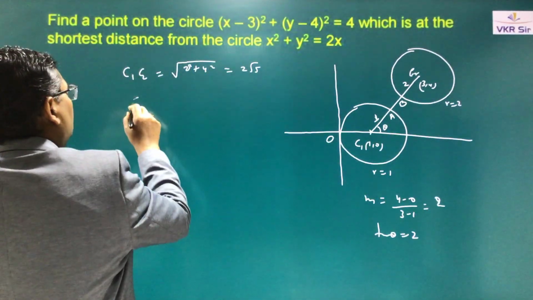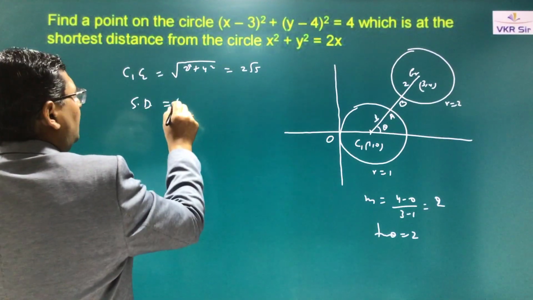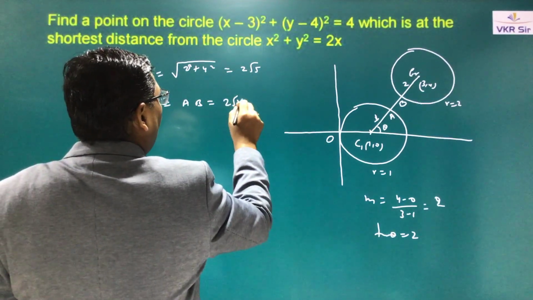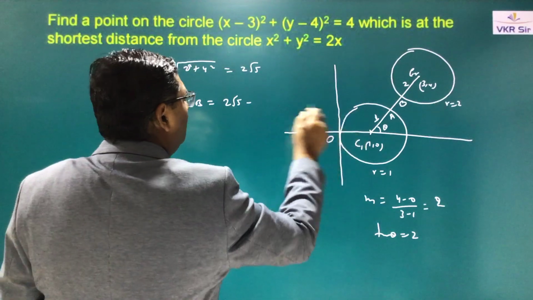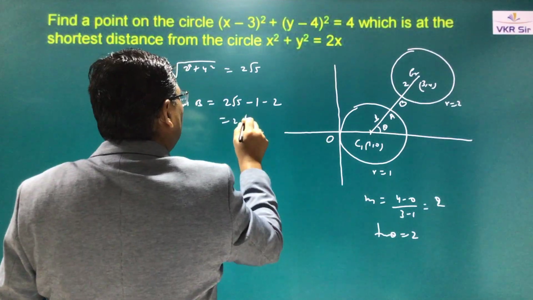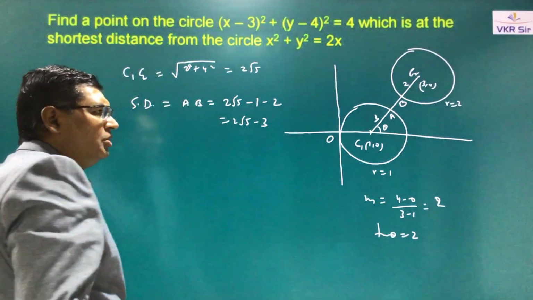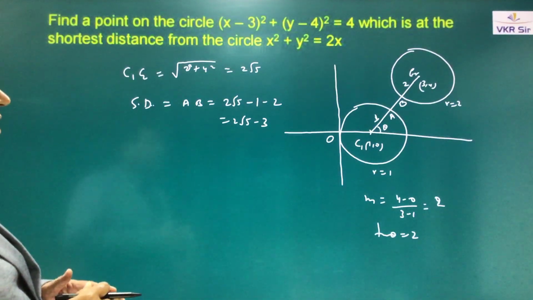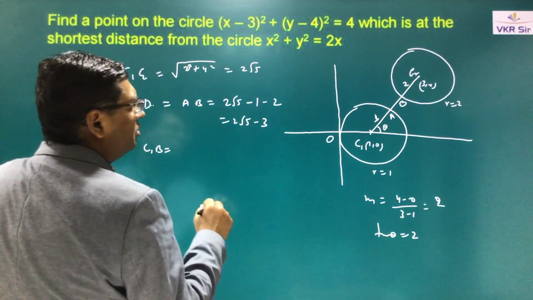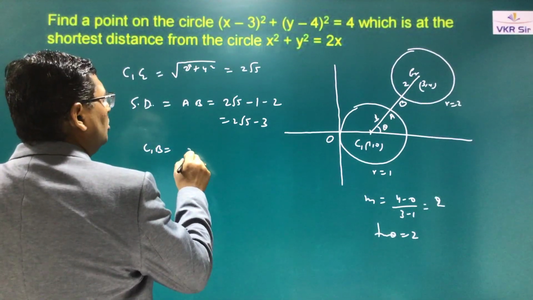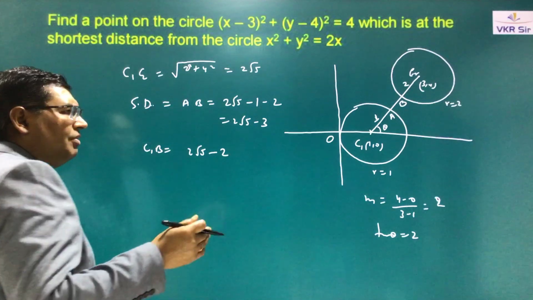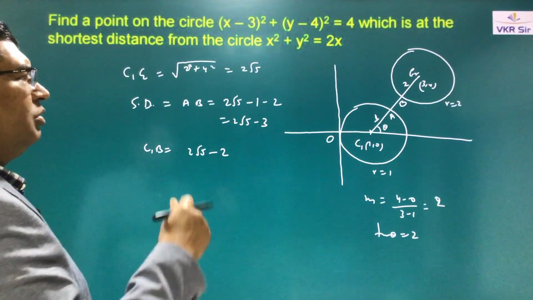Suppose we are interested in the shortest distance, that is given by AB, and that will be equal to how much? This total distance 2 root 5 minus this radius 1 from here and this radius 2 from there. So this is the shortest distance that we have. Suppose we have to get the coordinates of B. We will travel a distance of C1B. How much is C1B? C1B is equal to the total distance C1C2, which was 2 root 5, minus that radius 2. This distance we have to travel from C1 to reach the point B.